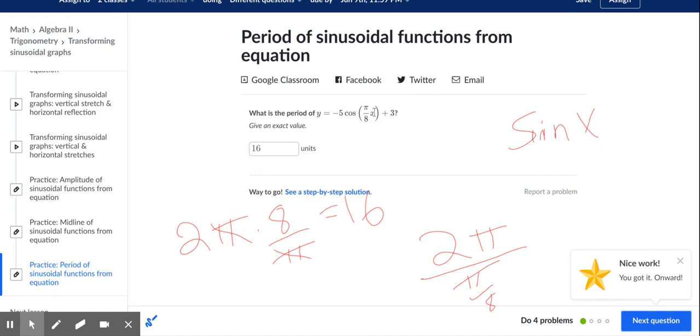In other words, if x were 16, then what I would have inside this cosine function is 2 pi, which would put me at the end of my first period. So 16 is the period, because if I put in 16 here, I have cosine of 2 pi, which puts me at the end of my first period. Hopefully that makes some amount of sense.